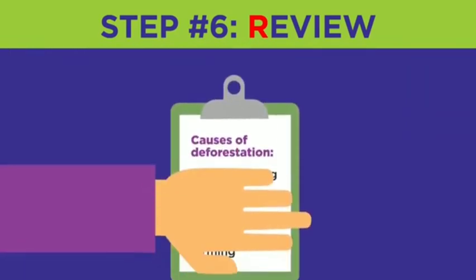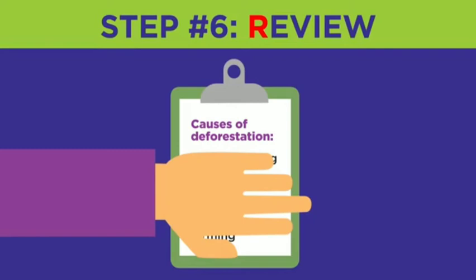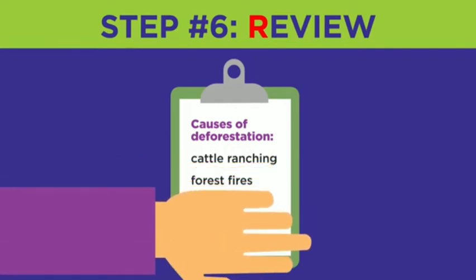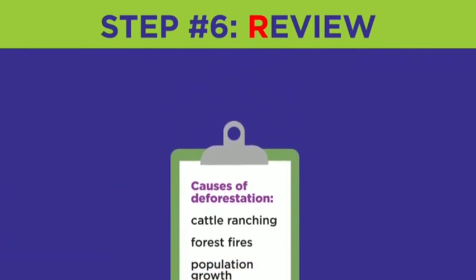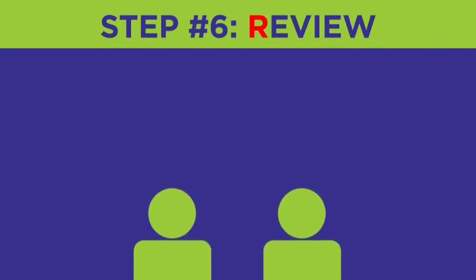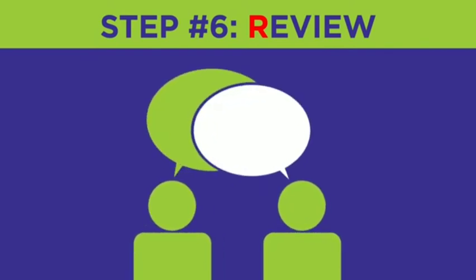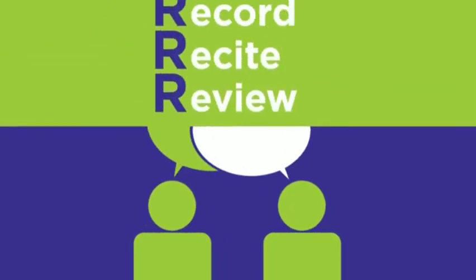For example, check your understanding by listing the causes of deforestation out loud. Cattle ranching, forest fires, population growth, oh yeah, and farming. If you're still unsure or confused about what you read, you may need to ask your teacher or consult another source to get your questions answered.